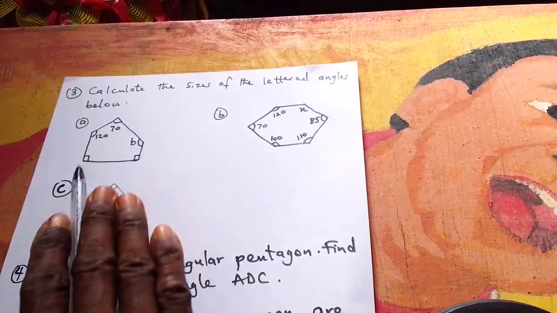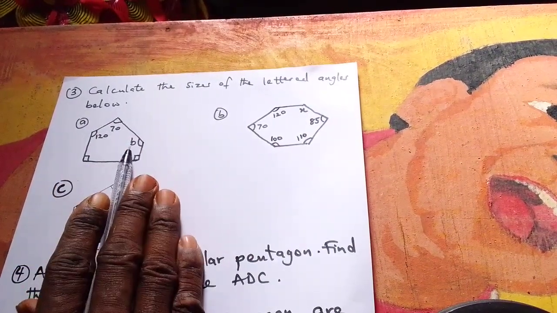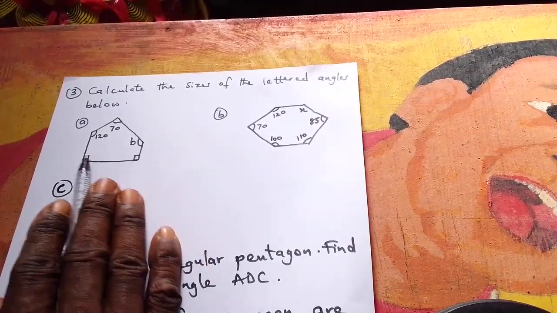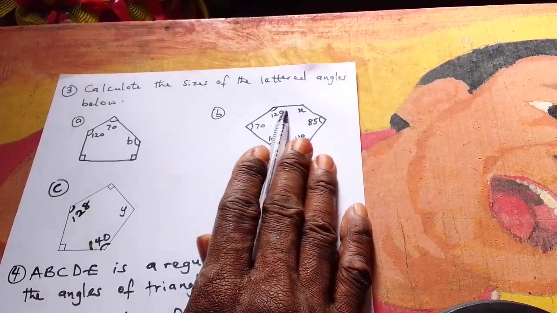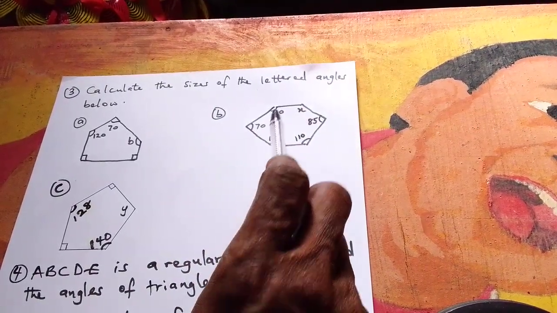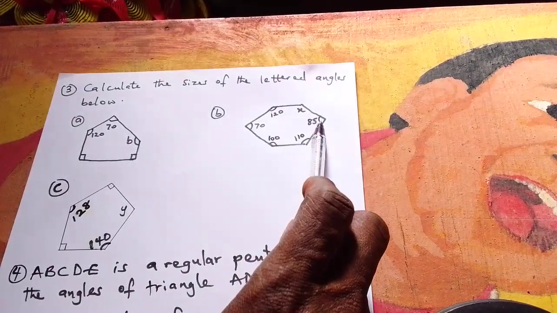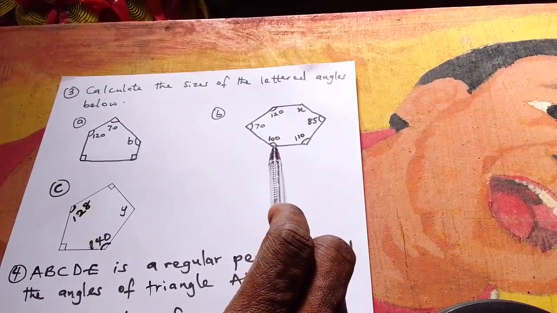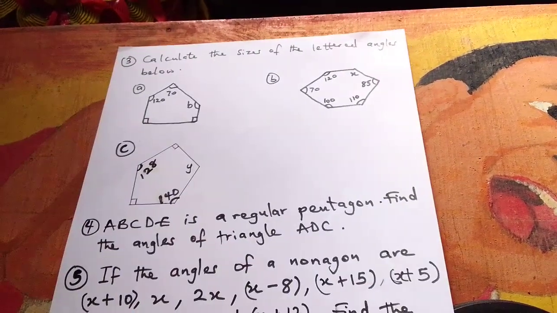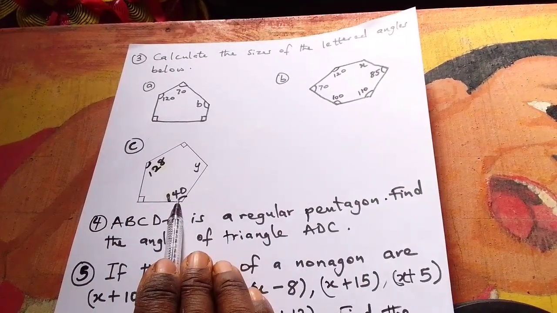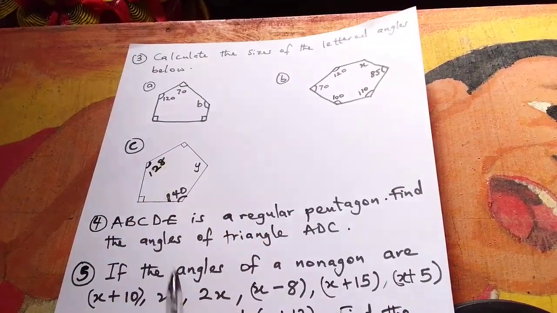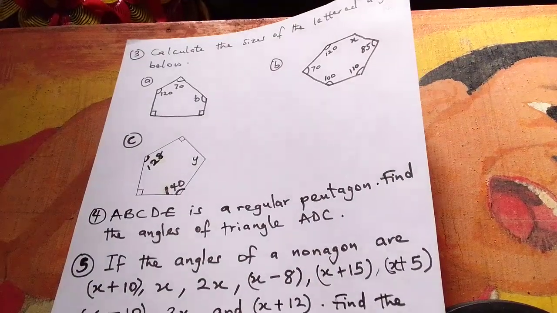Number 3, calculate the sizes of the lettered angles below. So you can see the sizes here. This 120, 70, you are told to look for B here. This one represents a right angle, this is also a right angle. In this hexagon, we have 70, 120, x, 85, 110, 100. You are told to find x. In this shape, we have a right angle. This is 140. This is y. This is also a right angle. This is 128. We are expected to look for the value of y.